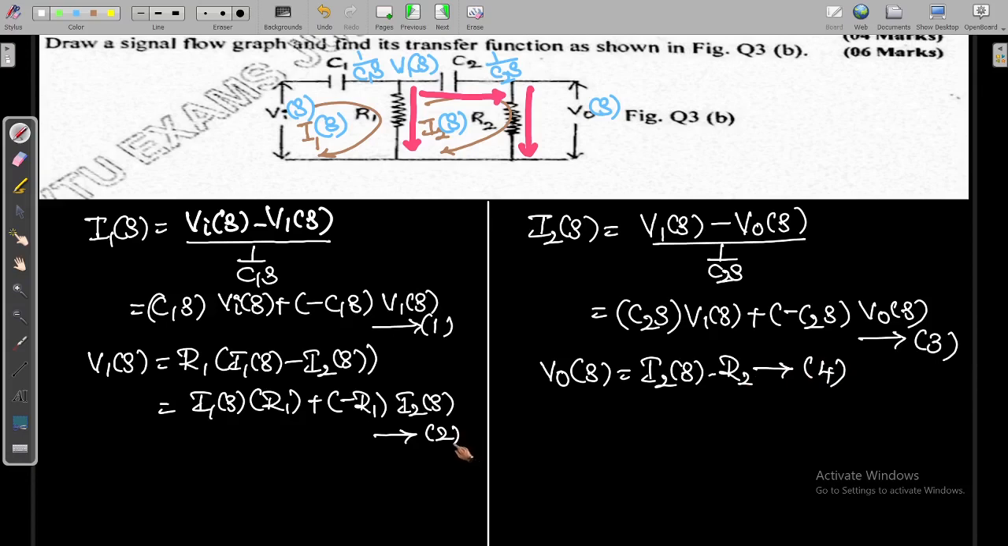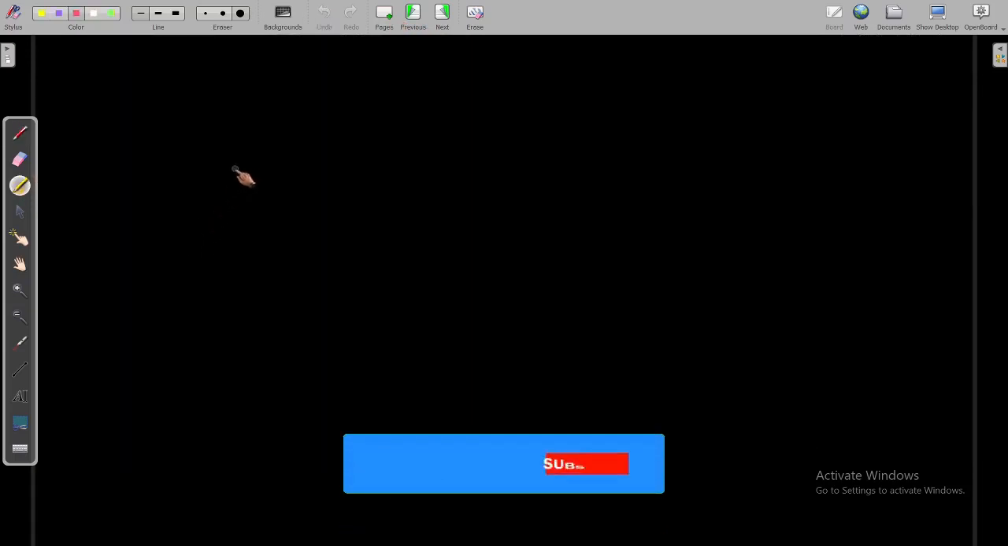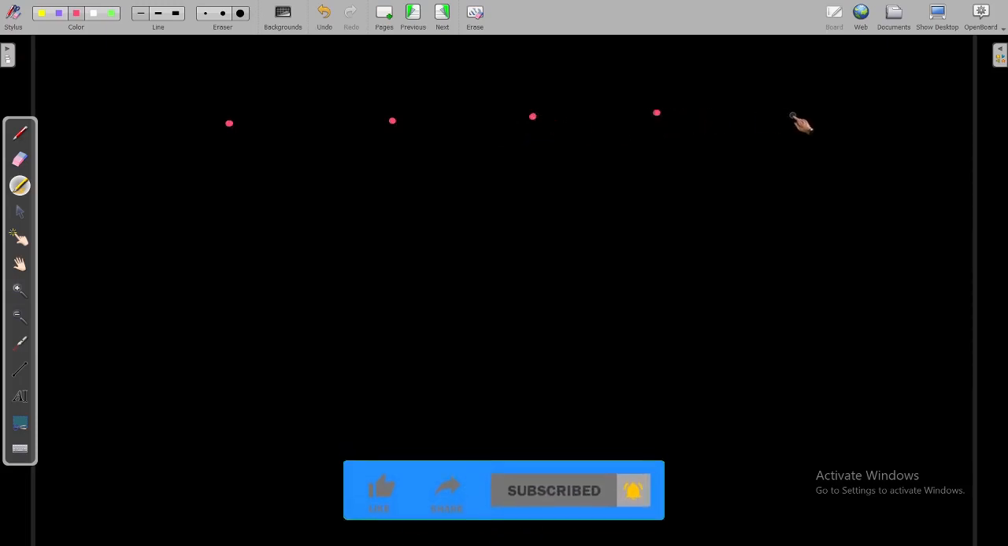Now after getting the equations, we have to draw the signal flow graph. Let us draw the signal flow graph. For that, first you have to identify the number of nodes. After identifying the nodes, give the names for them.